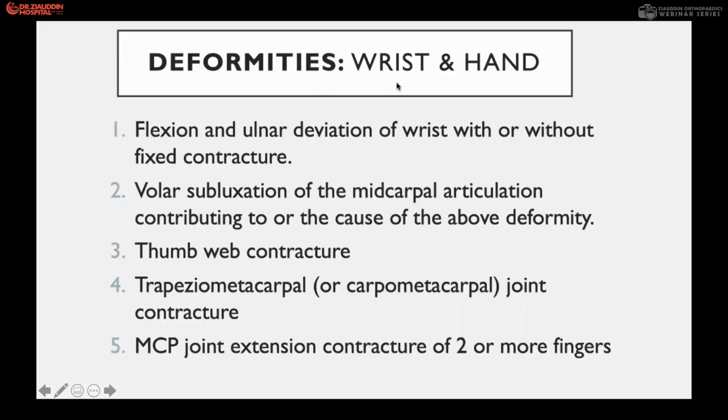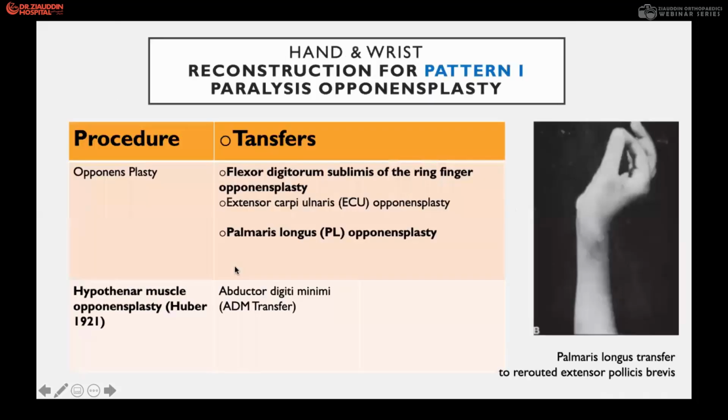So deformities in the wrist and the hand can be flexion and ulnar deviation of the wrist, with or without contracture, flexion contracture, wrist contracture. There may be a volar subluxation of the mid-carpal articulation contributing to the above deformity. There may be thumb web contractures and trapezio-metacarpal joint contractures. So before embarking on any surgery or tendon transfer, you must correct these contractures and deformities before the transfers.